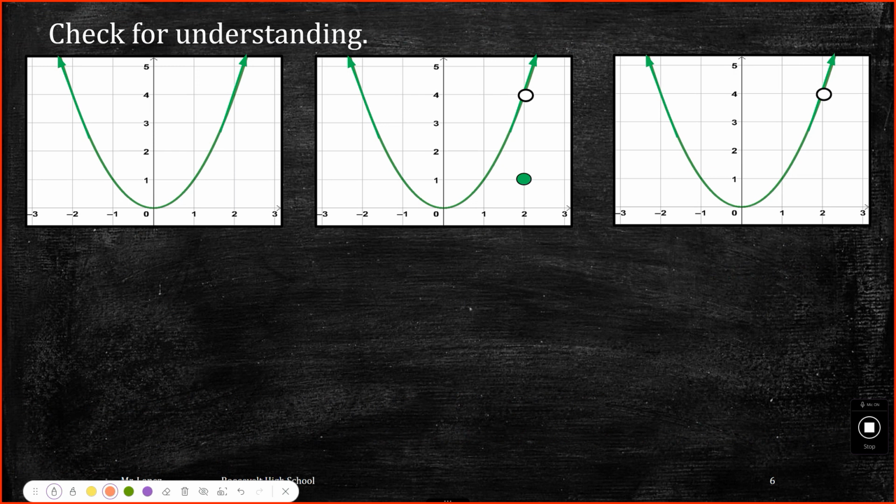We're going to check for understanding. You don't have to copy this down. Gio, what's f of 2? 4. f of 2 is 4, correct.